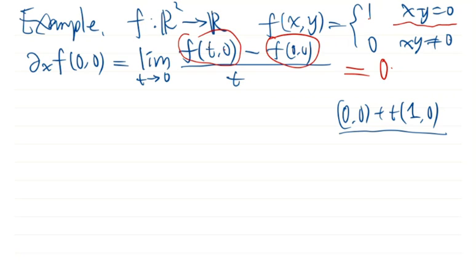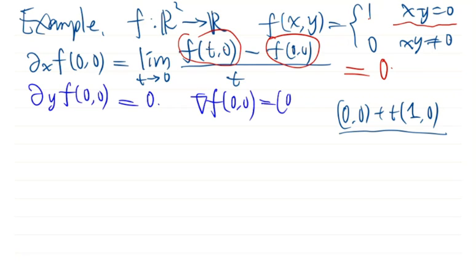Similarly, you will see that the partial derivative of f with respect to y at the origin is also 0. Consequently, the partial derivatives exist. In other words, the gradient of f exists. Of course, the gradient is also (0, 0). But f is not continuous.